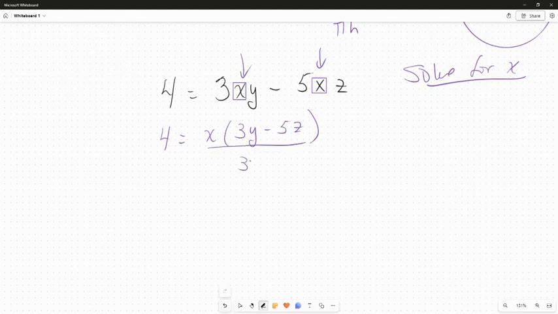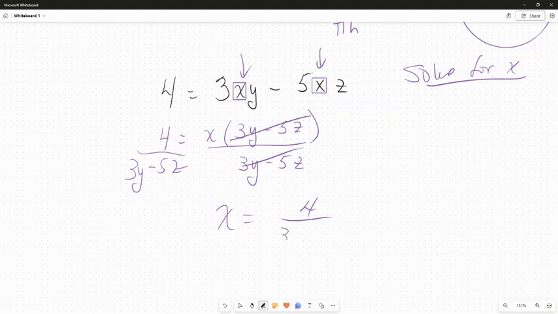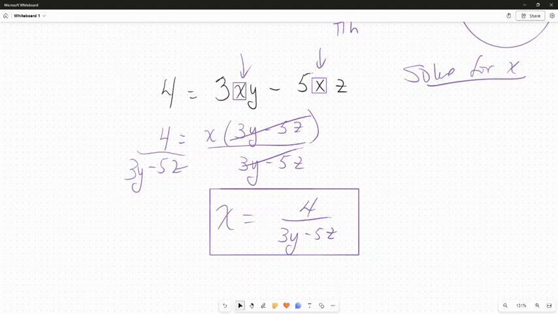Now I'm going to divide both sides by 3y minus 5z. Those are going to cancel, and then Merry Christmas. I'm left with 4 over 3y minus 5z. And that's your answer. You can't do anything more with that. I know it might look a little silly, might make you giggle, but that is your answer.